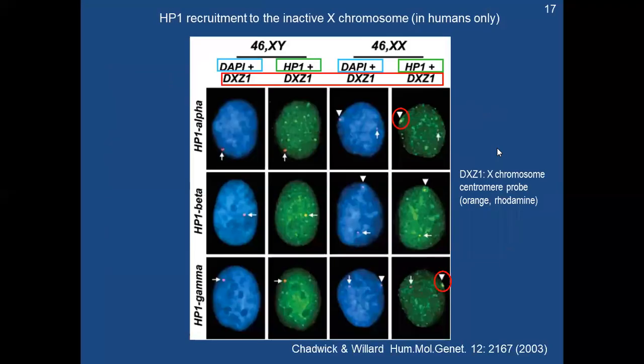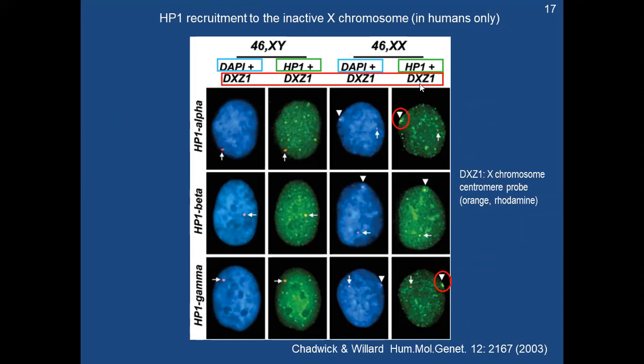Can you go over what the colors mean again? I missed them. So DXZ1 is a centromere probe for the X chromosome, and it's red or orange. And HP1 is an antibody, anti-HP1, and it is green. DAPI is blue. So here we see an overlap between green and red signals.